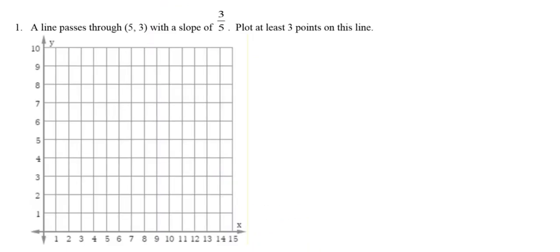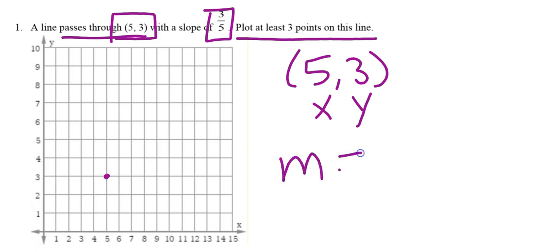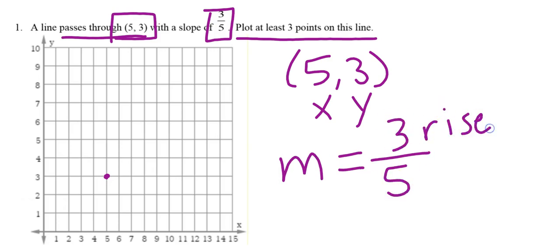Our next problem, we are going to plot 3 points on a line that passes through this and has a slope of this. So our 5, 3 here, that's our x and our y values, okay? We know that it passes through that, so we can go ahead and plot a point at 5, 3. What we also know is that the slope is 3 over 5. So slope is 3 over 5, our rise is 3, and our run is 5. So I'm going to go up 3, and over 5.